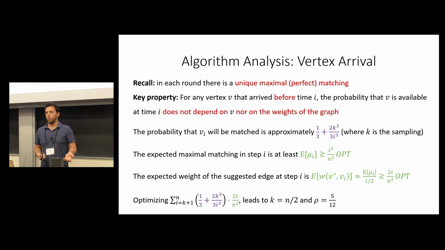Now if we try to combine everything together, the competitive ratio of the algorithm is just summing over the exploitation phase, the probability that we match, times the bound that we have for the fraction of opt that we get if we match this edge. And if we optimize this expression, we get that the best thing to do is to choose k equals n over 2, which leads to the competitive ratio of 5 over 12. And that's it.